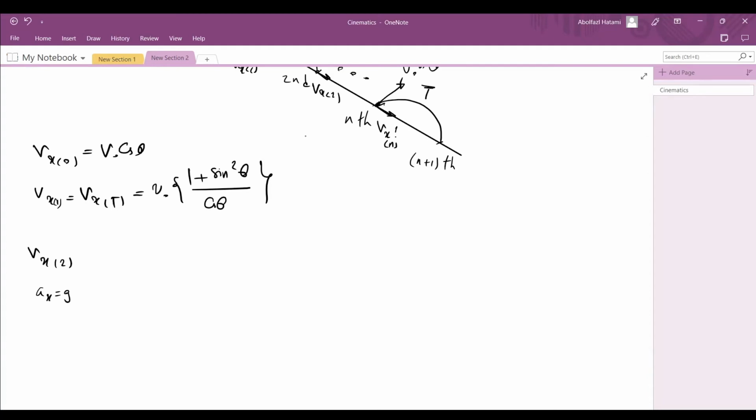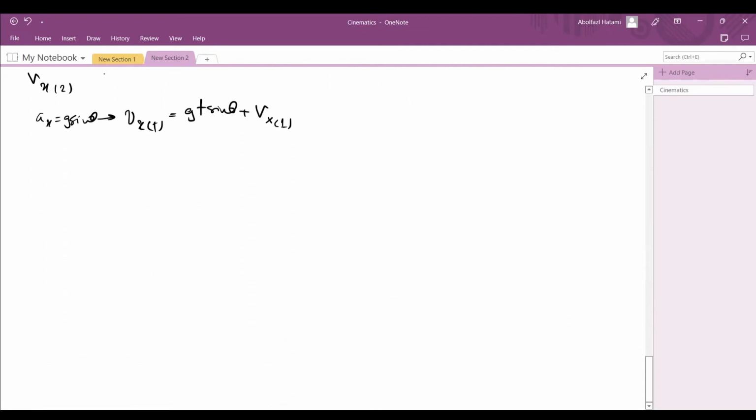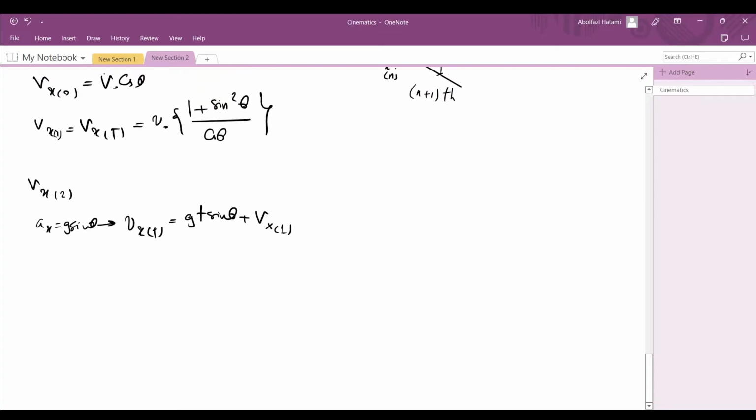So I write a of x, the acceleration along the x axis, doesn't change, g sine theta. Integrating, vx as a function of t is g t sine theta plus vx of 1. Yes, because we are here at t0, and here our initial velocity is vx of 1. So we will have g t sine theta plus vx1, just that.